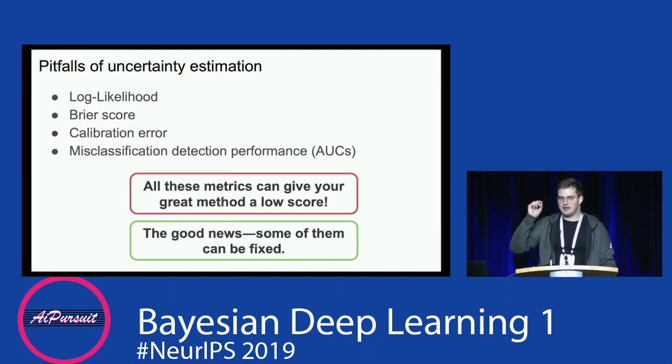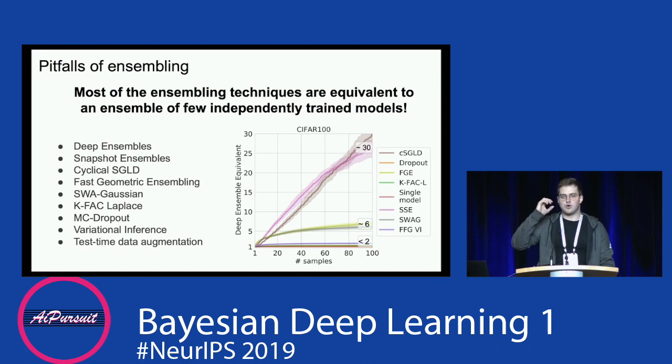All of these listed metrics have pitfalls, and these pitfalls may result in incorrect evaluation. The good news is that some of these metrics can be fixed. We use these fixed metrics to evaluate modern ensembling techniques. And most of the ensembling techniques appear to be fairly inefficient during inference and result in just a few independently trained networks, like an ensemble of a few independently trained networks.